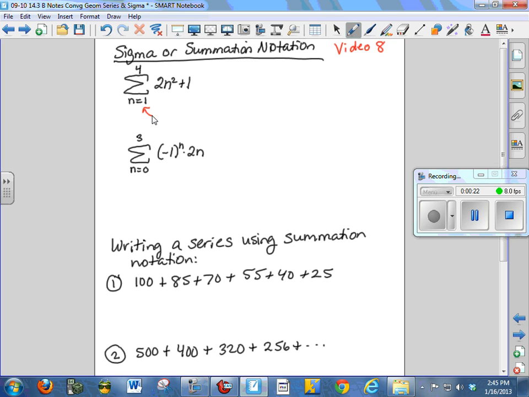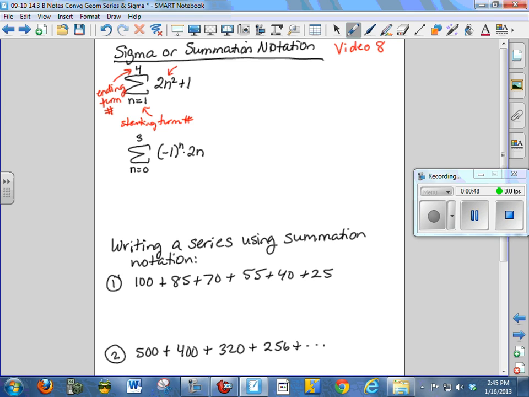This number here is the starting term number, the number below. And the number above the sigma is the ending term number. Notice it does not tell you the number of terms, but the ending term number. So I have terms 1 through 4: 1, 2, 3, 4. Turns out there are 4 terms in this case.